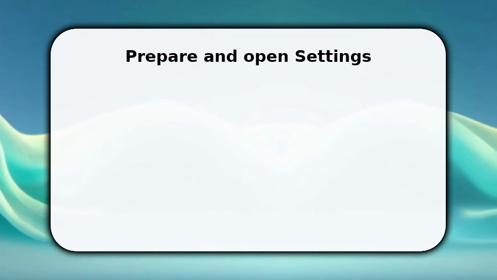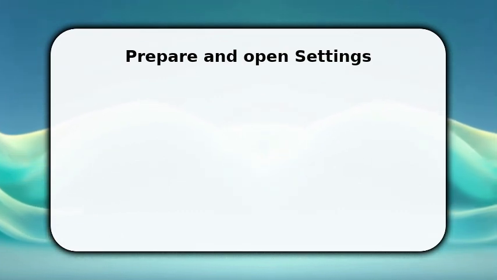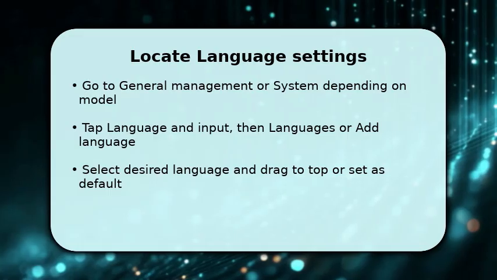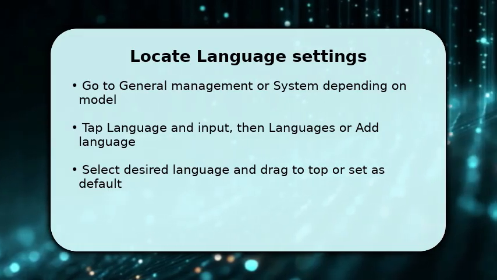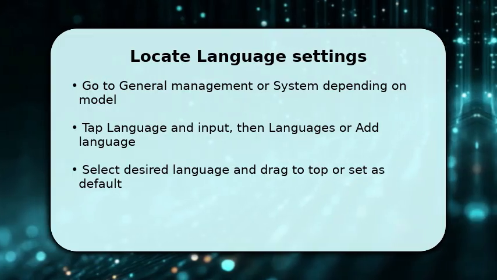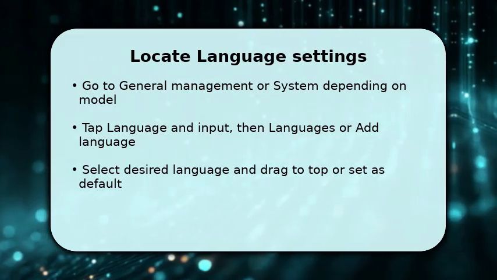Now you navigate to General Management or System. Samsung models may label it differently, so use the path that matches your phone. Tap Language and Input, then open Languages or Add Language. This area controls system-wide language.